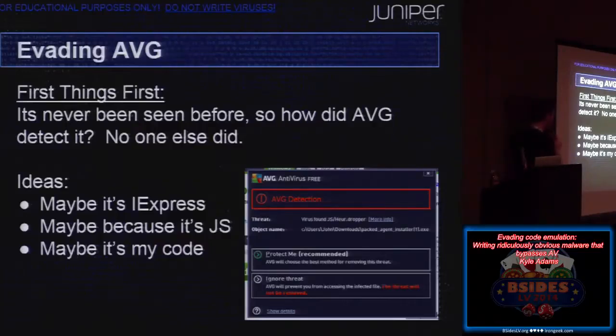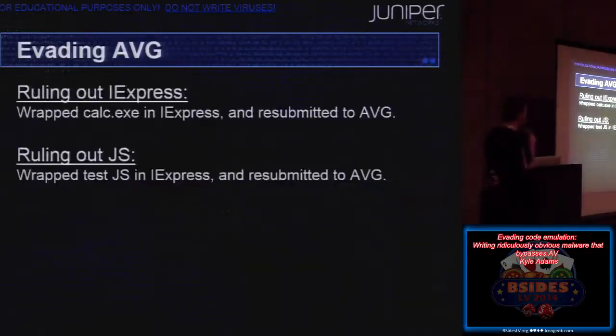So we don't know if it's iExpress. We don't know if it's just JavaScript. Maybe AV hates JavaScript. Or maybe it's something I did in the JavaScript. So the next thing is I need to figure out which of these things is causing me problems. Now keep in mind, this is exactly the type of thing the malware authors in the wild are actually doing. They run into the same problem. They test their viruses on AV. They'll see which ones catch it, and then they've got to go through this process in order to figure out why it's catching it.